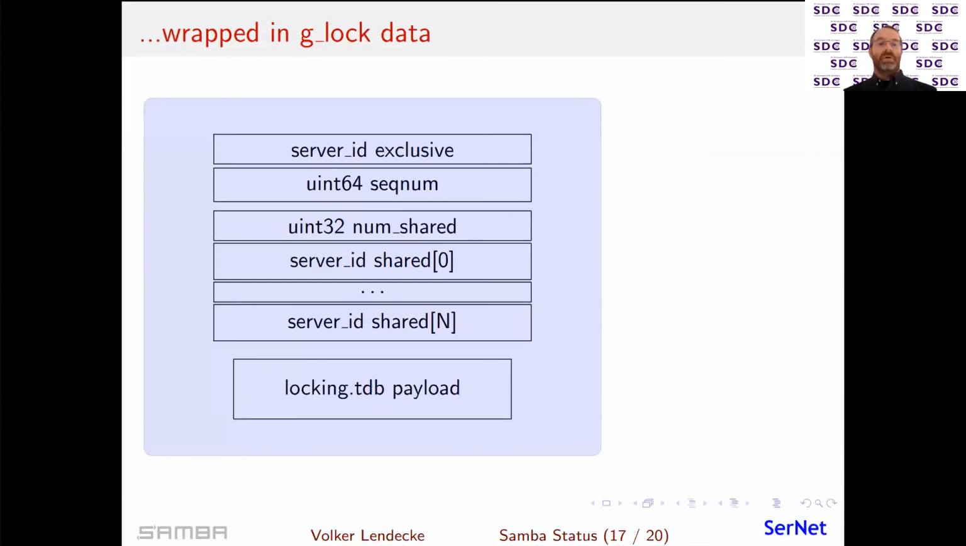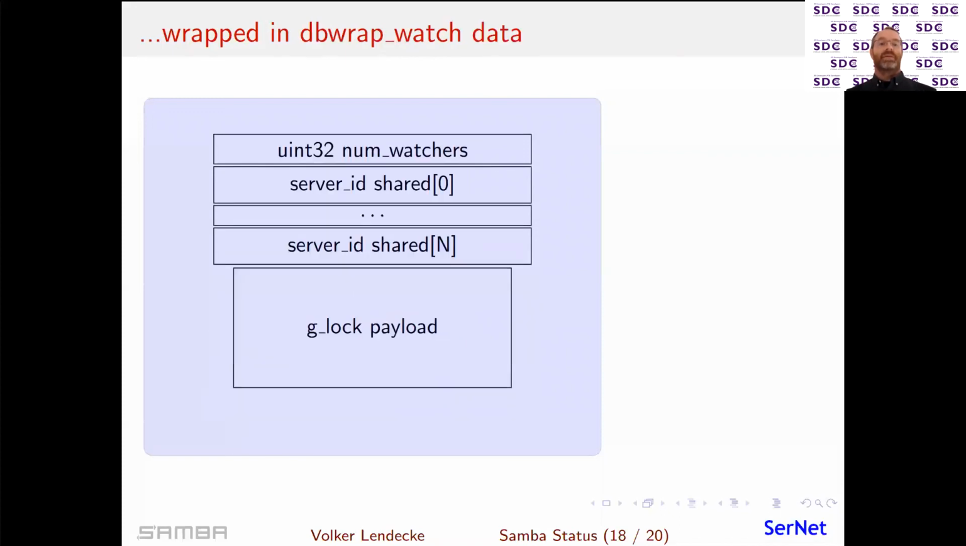Glog, of course, is implemented, as I said, on top of dbwrap watch. And the structure of dbwrap watch looks like this. It's the metadata that the dbwrap watch code puts on top. So that's simple. It's just an array of PIDs who want to be informed if the glog payload changes. And that's about it.